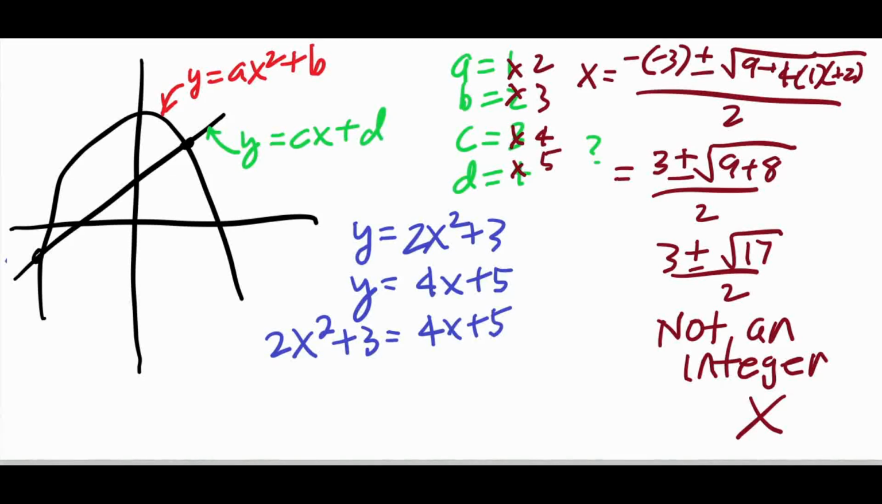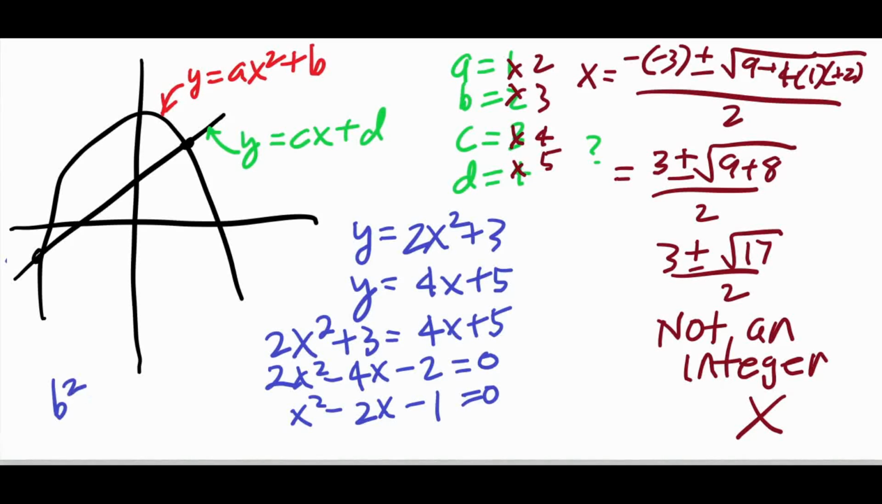Bring the 4x over to the other side. Bring the 5 over to the other side. That'll be what? -2 equals 0. Another quadratic equation. We can simplify it. And then we plug it into the quadratic formula again.